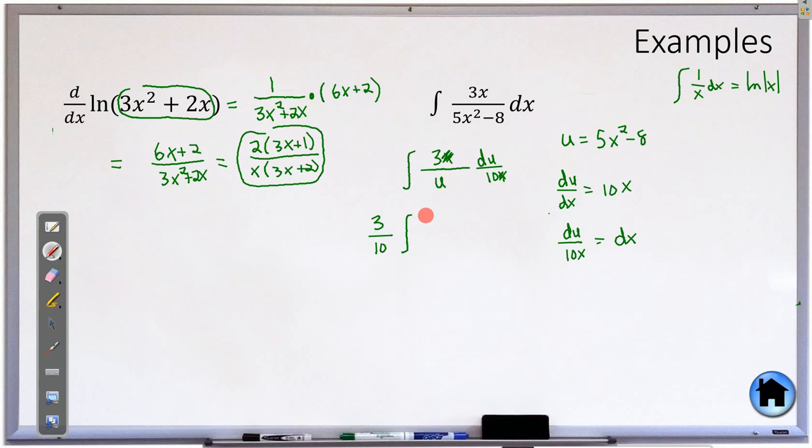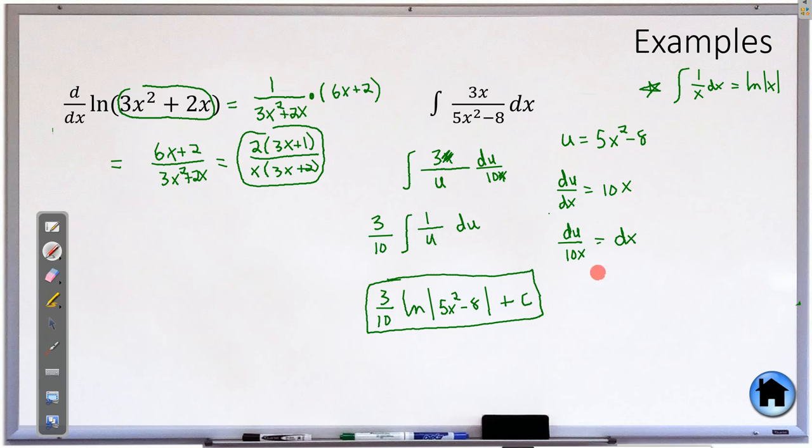And now we have 1 over u, which does look like the new rule we have. So that will be 3 over 10 natural log of u. And we don't care about u, so 5x squared minus 8 plus c is what we've got.